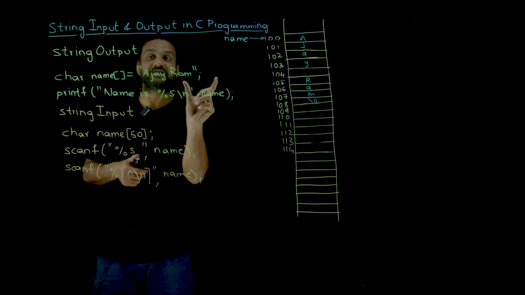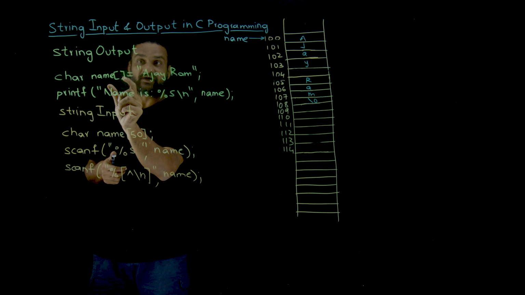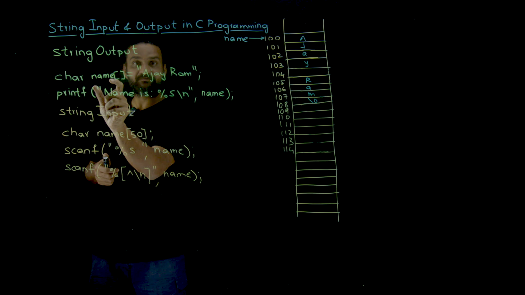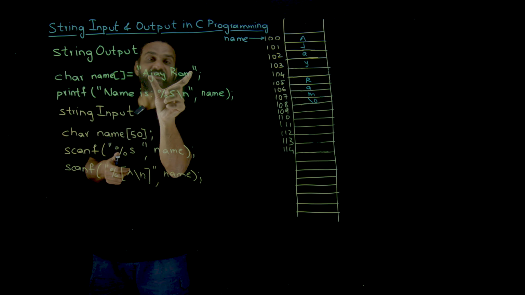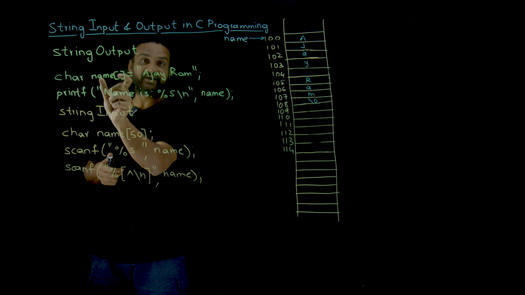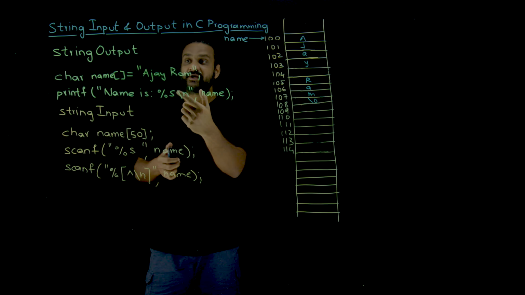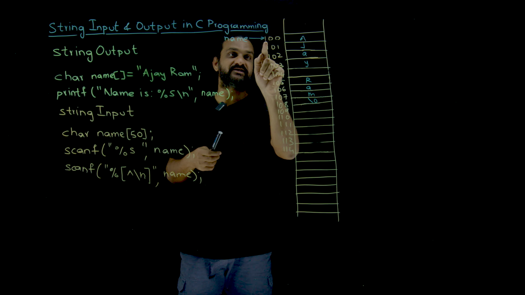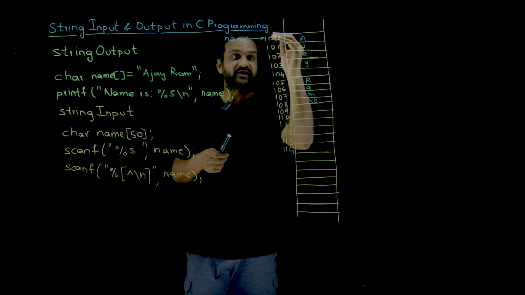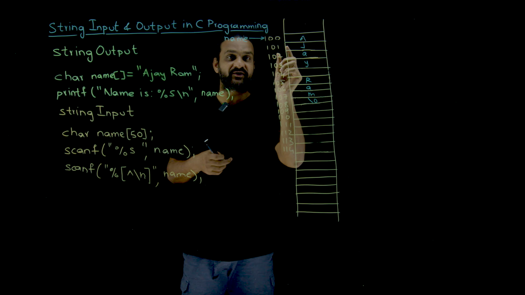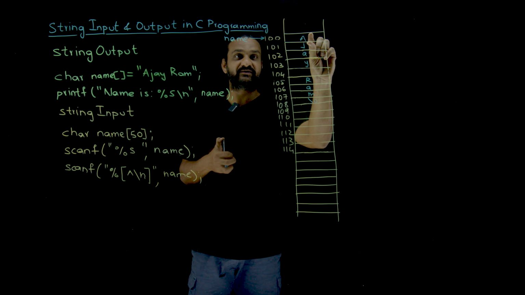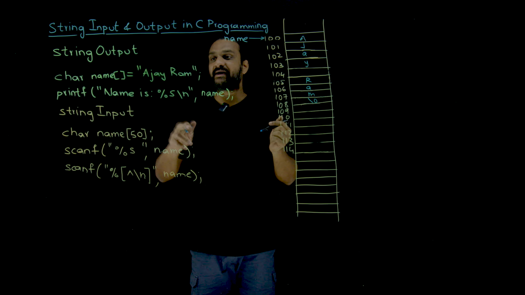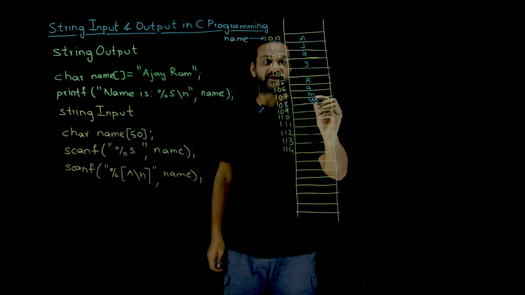In the first line of code, we have assigned a value to the string. The name of this string is name, and this is the value being assigned to this name array, meaning the name string. Now what happens in memory? Let's assume that name has been allocated the address 100. From here, each character gets stored in one block of memory, one byte. So Ajay Ram is stored in this way.